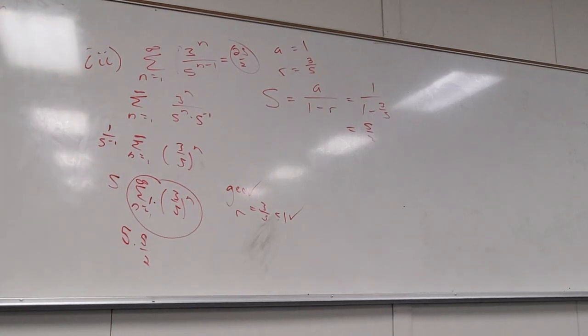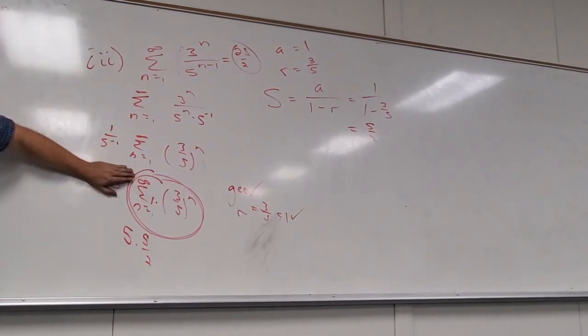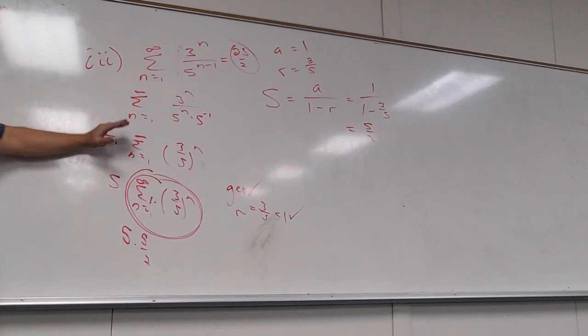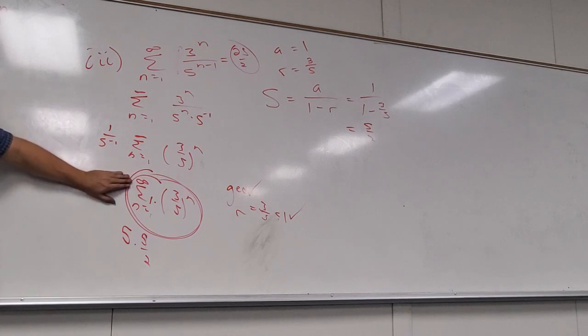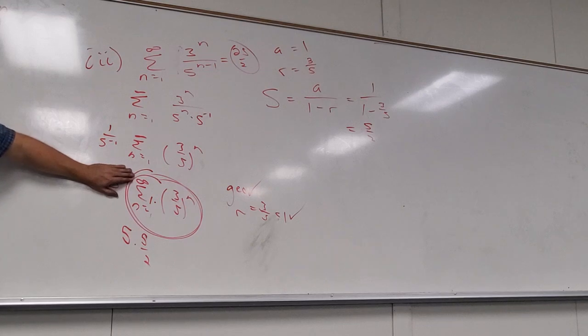Why is A1 1? For this series, A1 is 1. Because when n is... I see. So I made a mistake. Damn you, Jeff. All right, let's try this again. Thank you. It should be 3/5, right? It should be 3/5, yeah.